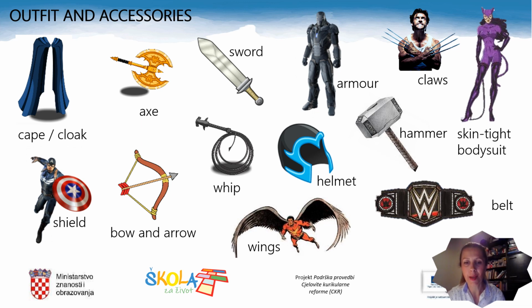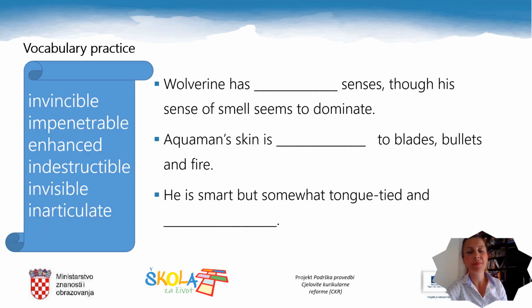Can you add something more onto this list? Here's another vocabulary practice. All the words here given are adjectives, as you can see, but we are going to talk about the superpowers of superheroes. Stop the video, do the exercise, and we'll check it together.